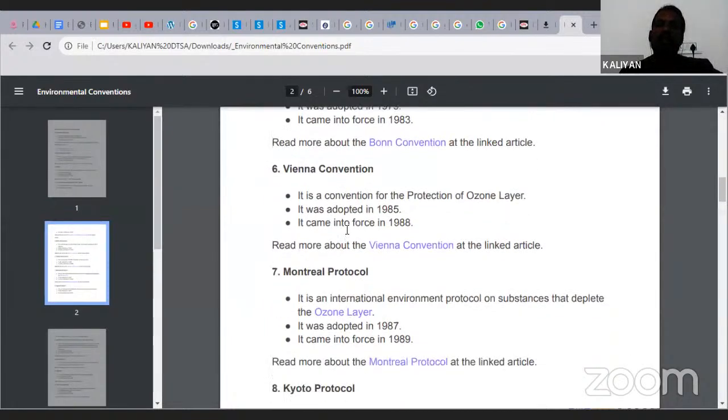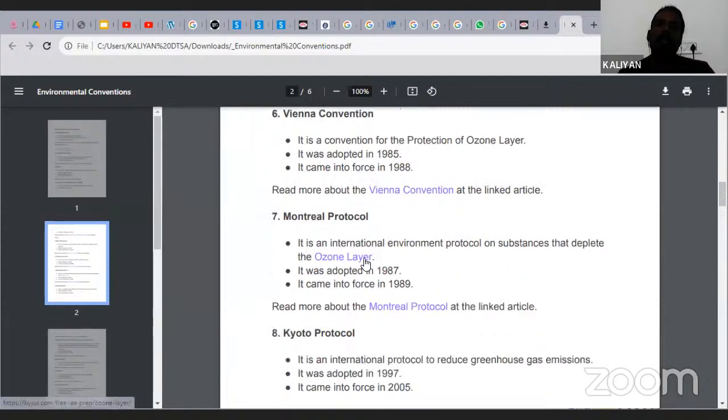And the Vienna Convention is a convention for the protection of the ozone layer. Ma'am, this is a very important convention. It was adopted in 1985 and came into force in 1988.